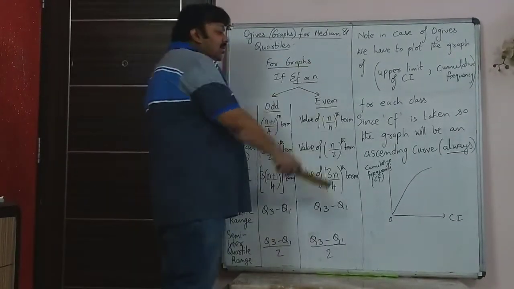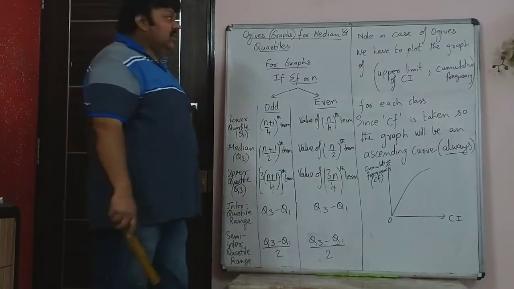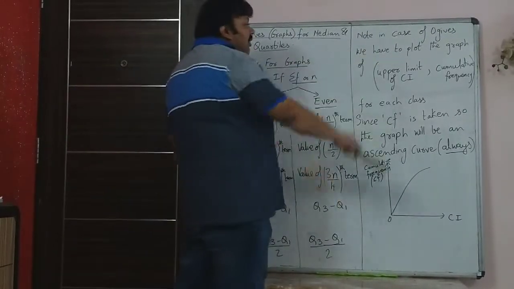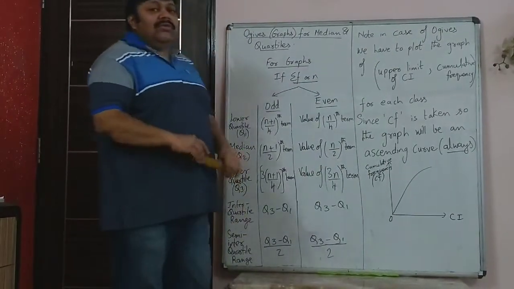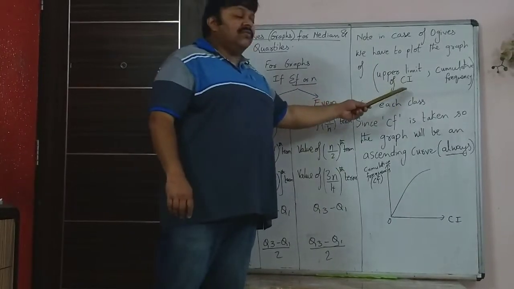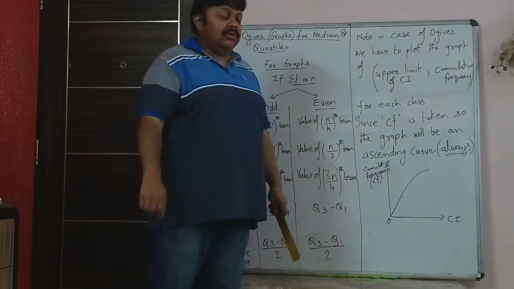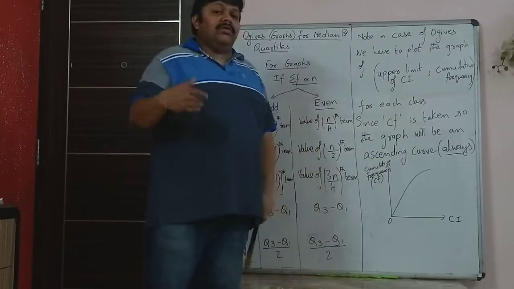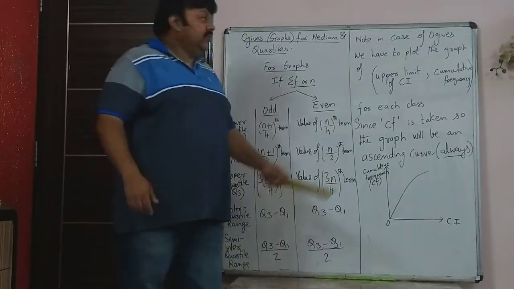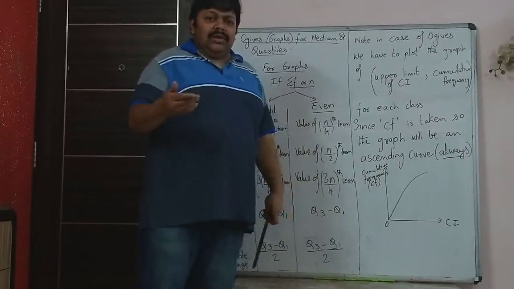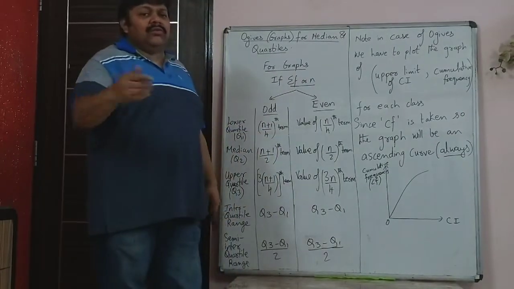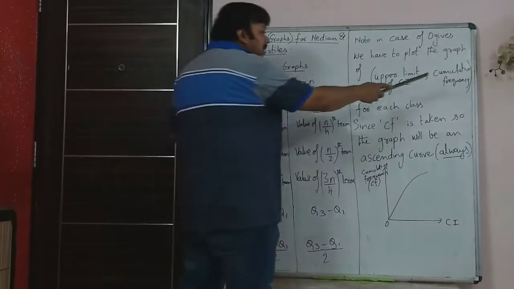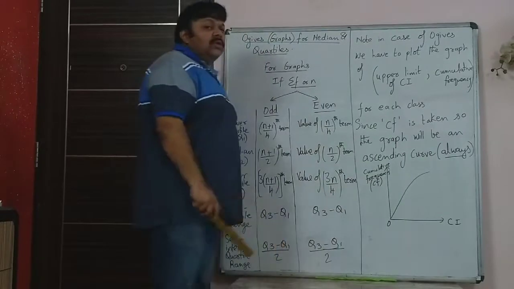So now one thing which you should note in ogives. In ogives, when we plot the graph, we will be taking the upper limit of the class interval as the x coordinate and the cumulative frequency as the y coordinate. What is that? We will come to know very shortly when we do the first graph. Main thing is you are taking cumulative frequency.